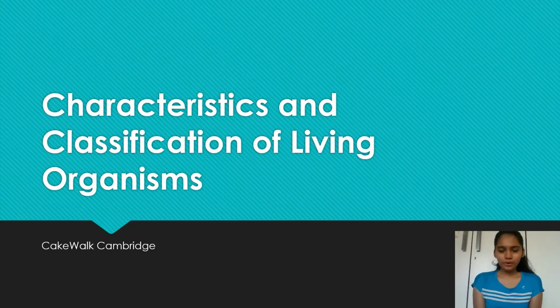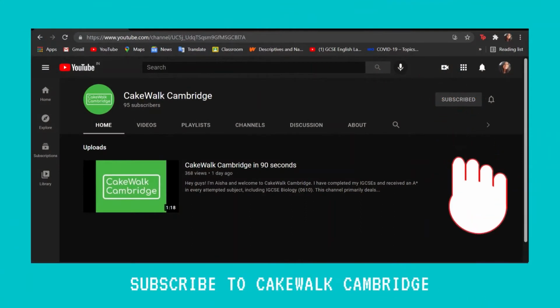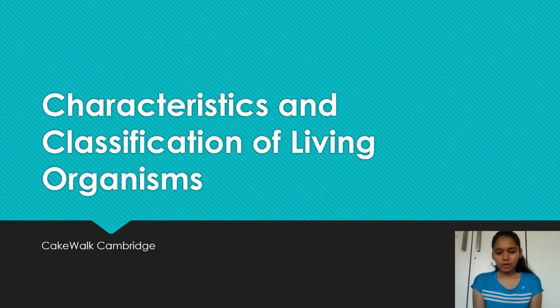So today we are going to start with Chapter 1, Characteristics and Classification of Living Organisms. It is an easy chapter because the main thing that you need to be good at is learning your stuff. You need to know facts and details. So that's all you really need to do. So it's not really a problem.